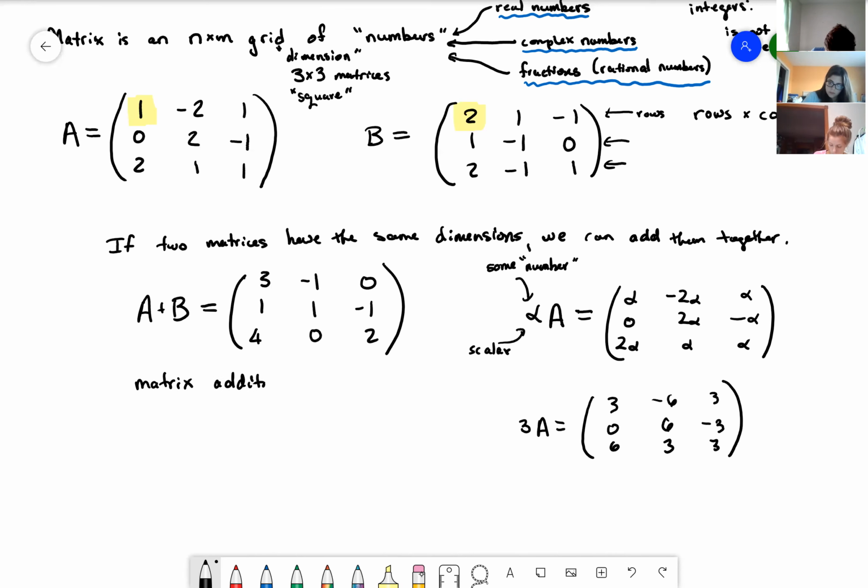So that would be this matrix addition. This we might call scalar matrix multiplication.